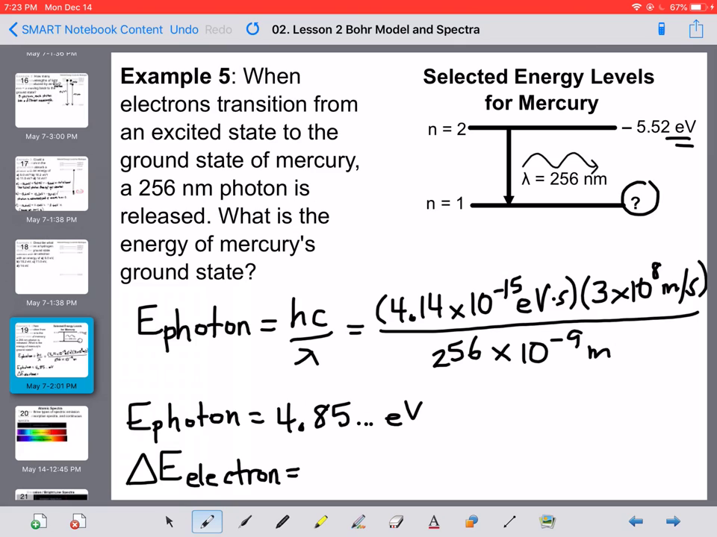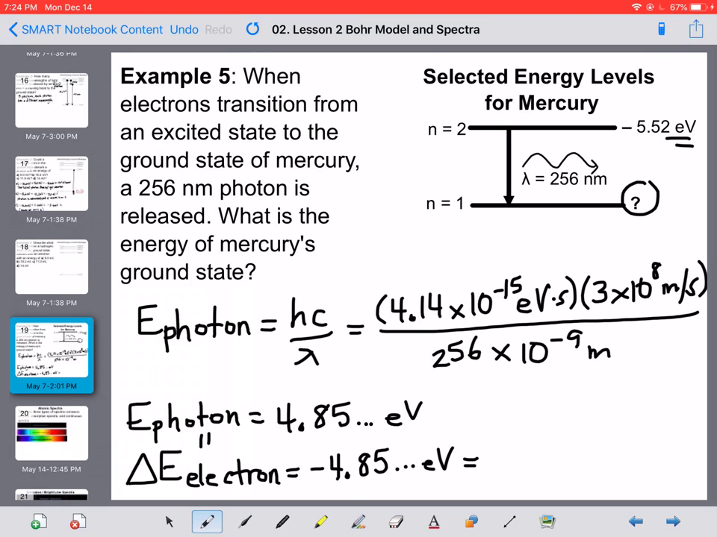If the electron is going up to a higher energy level, then its change in energy will be positive. But if the electron is going from a higher level to a lower level, then the change in energy will be negative, because that negative signifies that it's losing energy. So remember that the energy of the photon is always equal to the change in the energy for the electron, but you have to put a negative in front here if it is losing energy, which here the electron is, because it's falling down to a lower energy level.